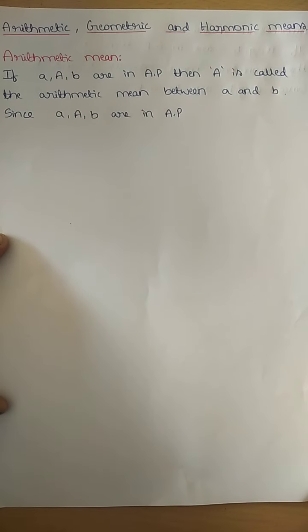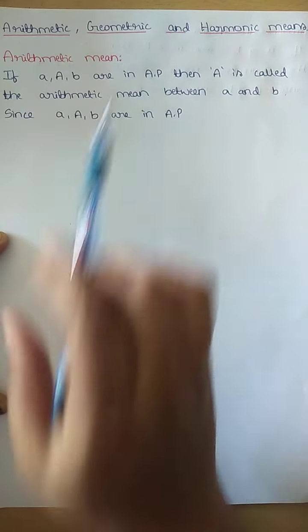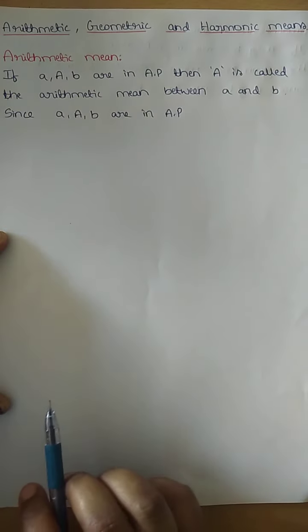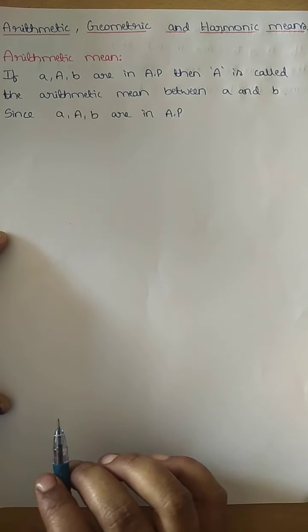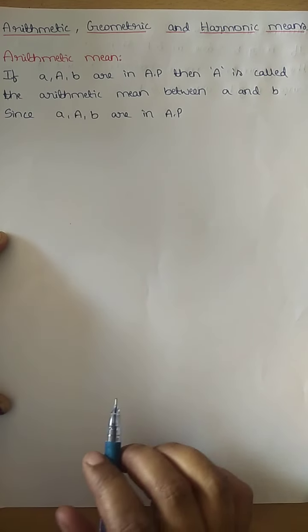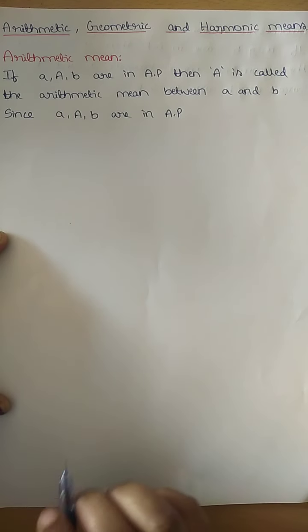Hi students, good morning. Today we are going to discuss arithmetic, geometric and harmonic means. Okay, first one, arithmetic mean. Before going to arithmetic mean, what is meant by arithmetic progression? Arithmetic progression means the difference between a term and its preceding term is constant.